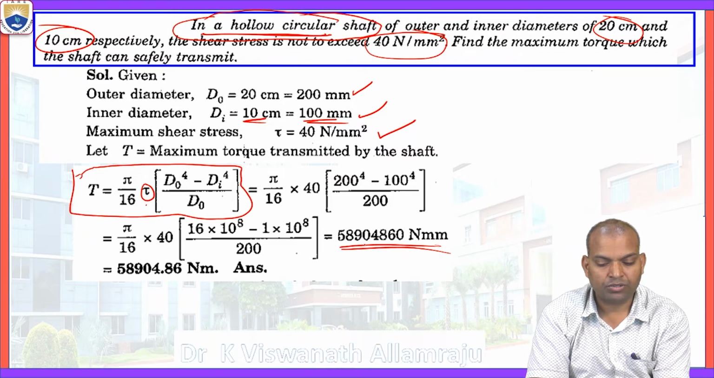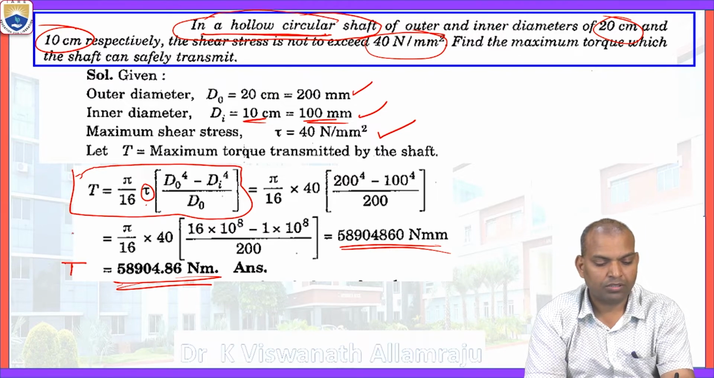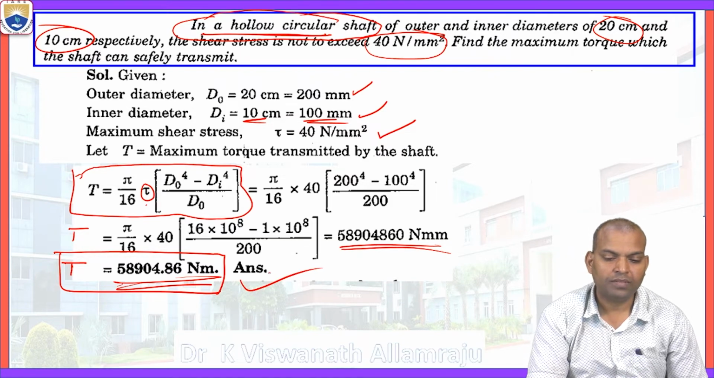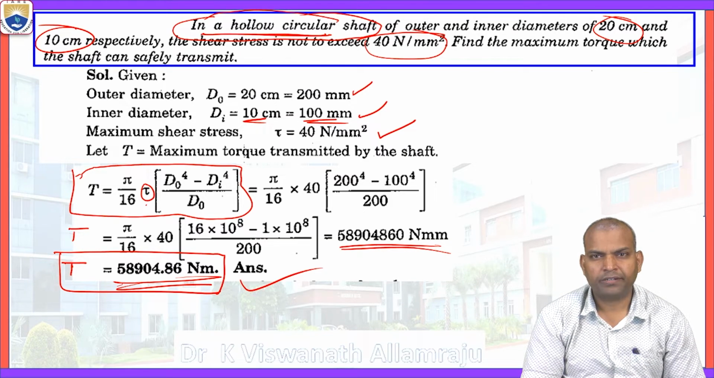Then 58904.86, that is Newton meters. This is the torque transmitted. The torque transmitted. Alright, in this manner we have to solve, we have to apply the derived formula for the given data to obtain the maximum torque value.